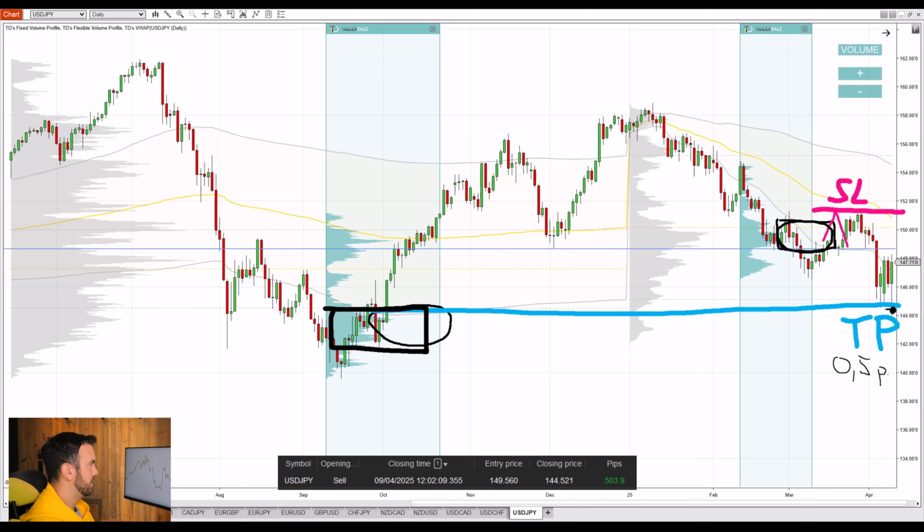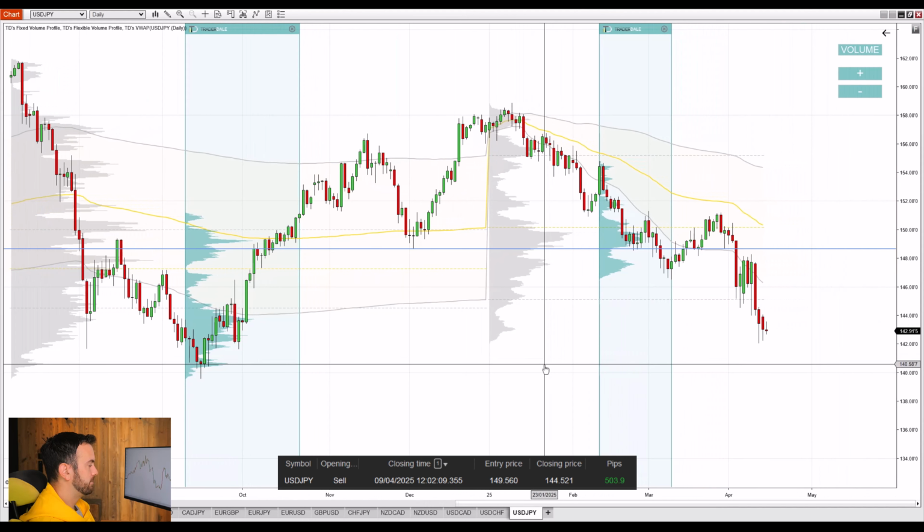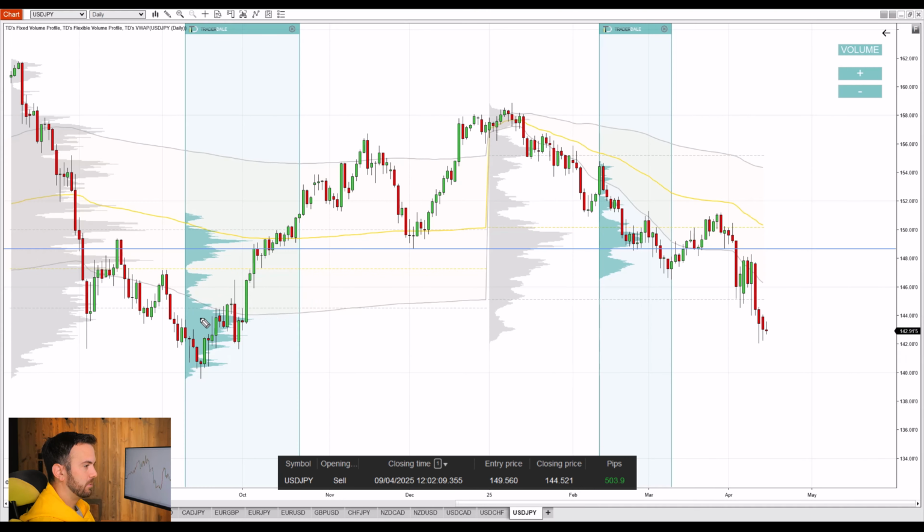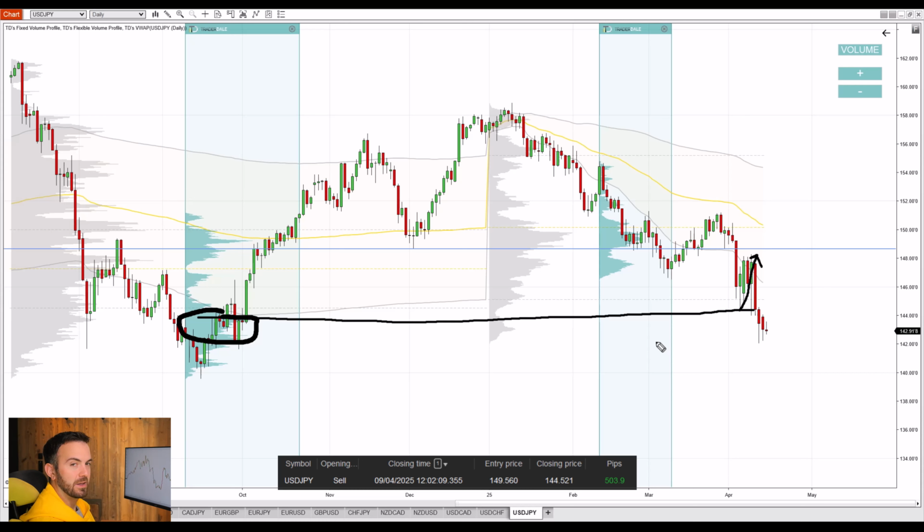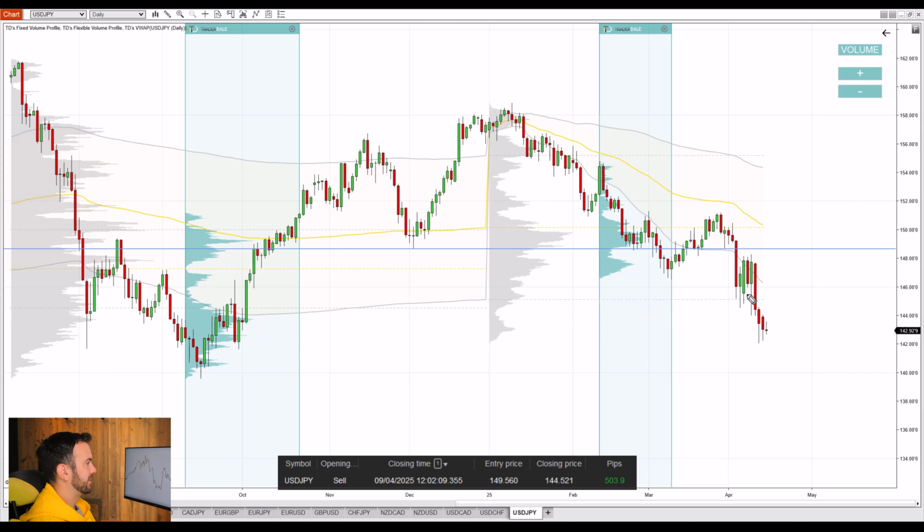Let me move the chart forward and show you. This was the heavy volume zone, and right here, this was the reaction to it. So as you can see, the take profit placement was exactly spot on. It would obviously be better to have it half a pip higher, so I wouldn't be stressed out and quit the trade in here. But yeah, that didn't happen.